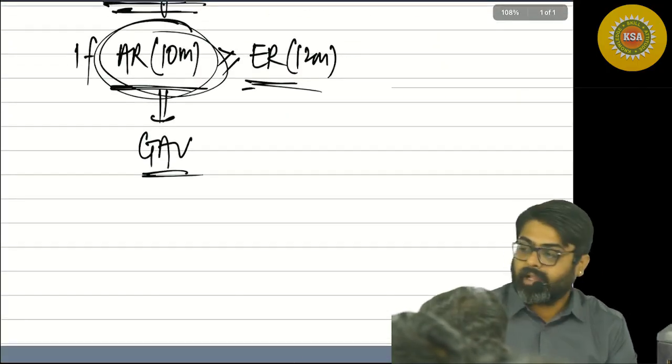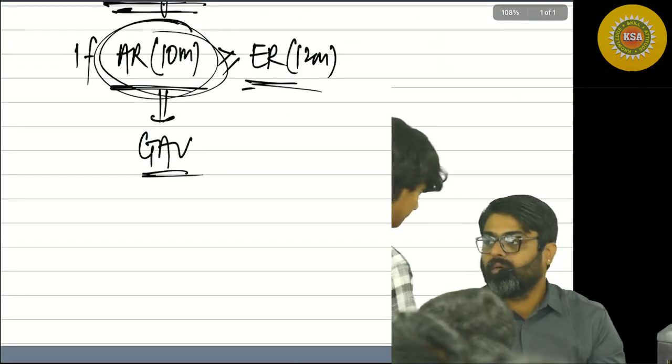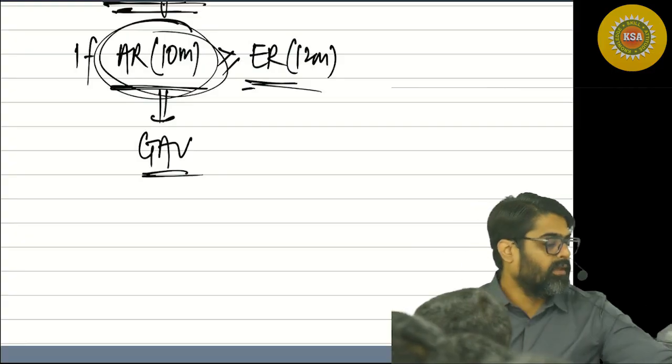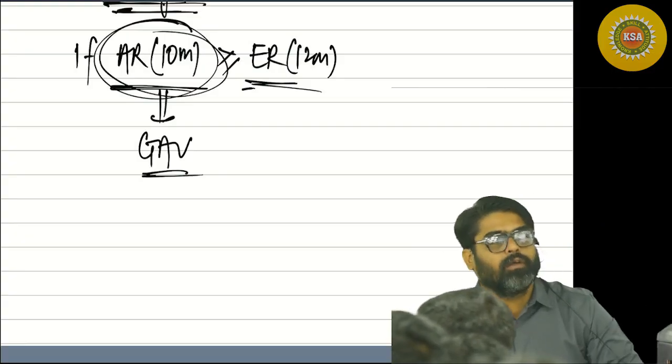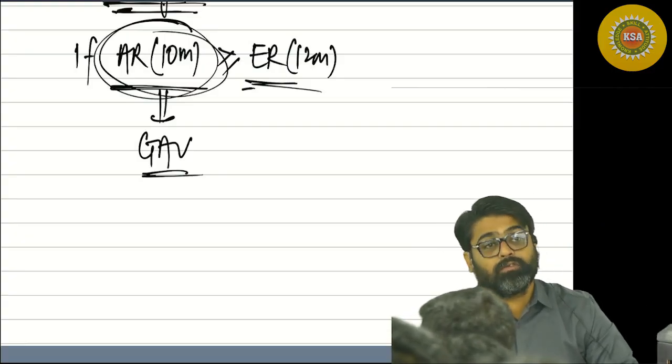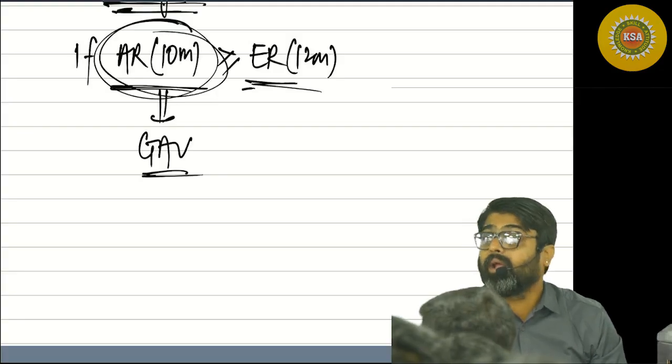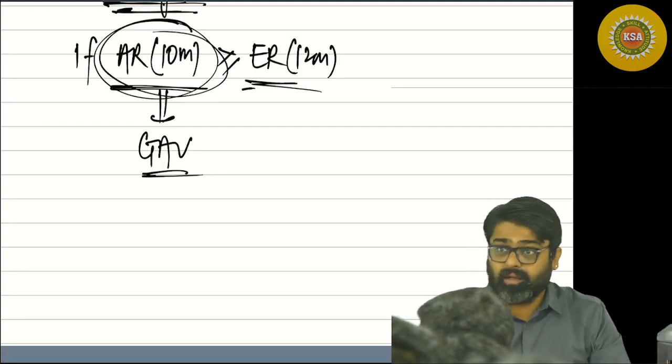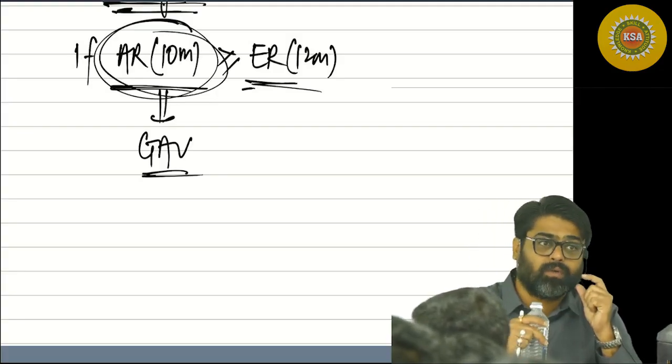But it is not a case which is possible every time, no? Is it the case which is possible every time? Sometimes the actual rent can be less also. Sometimes the actual rent can be less than expected rent. In that case, what will you do? Come on, tell me.